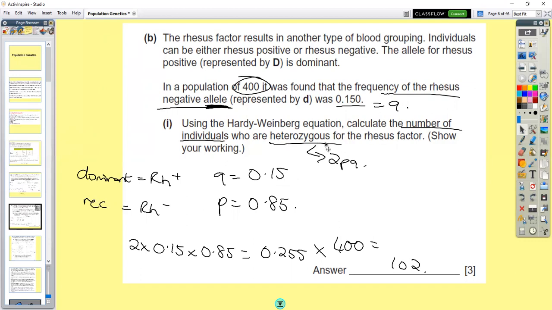Again, they're asking for the heterozygous or heterozygotes, but this time, as I say, they're talking about the number of individuals out of the 400. Okay, so Q is 0.15, P therefore equals 0.85, so 1 take away Q. So we're looking for the heterozygous ones, which are 2PQ. So 2 times 0.15 times 0.85 equals 0.255. Because they're looking for the number of individuals, then we'd have to multiply that by the total size of the population, which is times 400, which gives us 102.